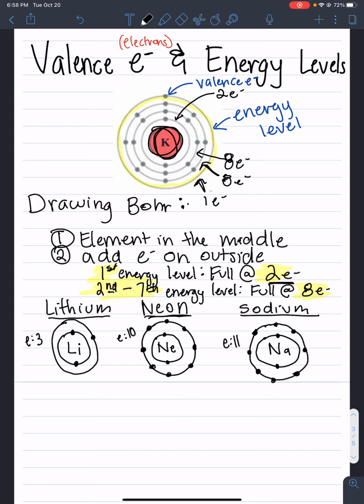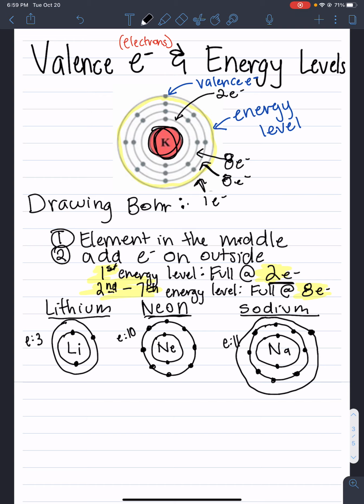10 electrons, but sodium has 11. So we actually have to add a whole another orbital around this, or a whole another energy level, because sodium has to have 11 electrons. It can't have 10 electrons right now. So that's sodium. So let's try to look for some trends and some patterns here that we can see.